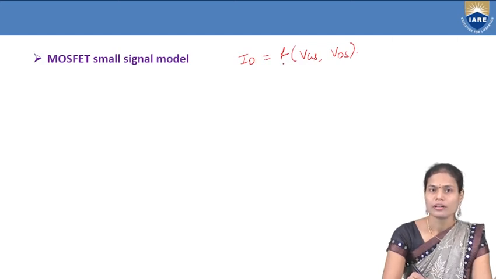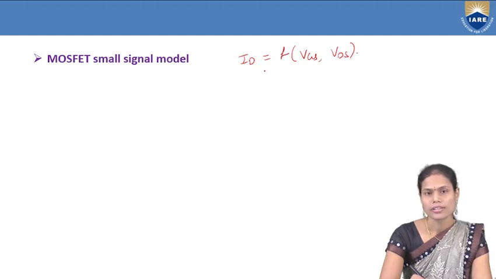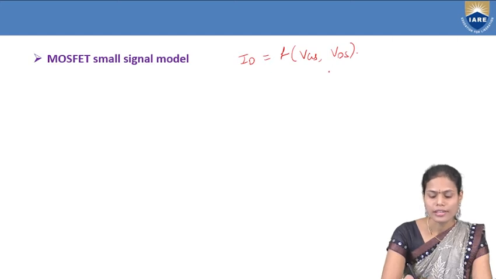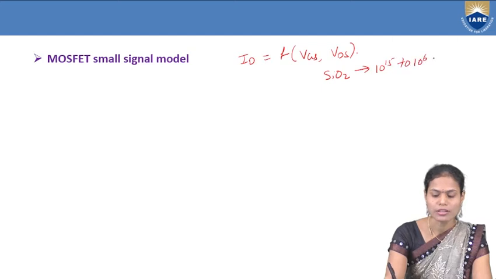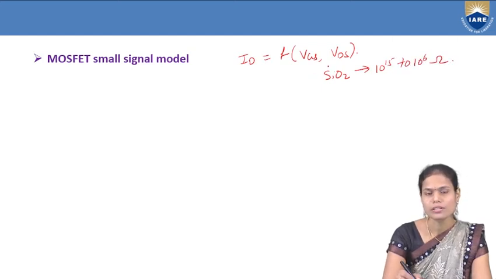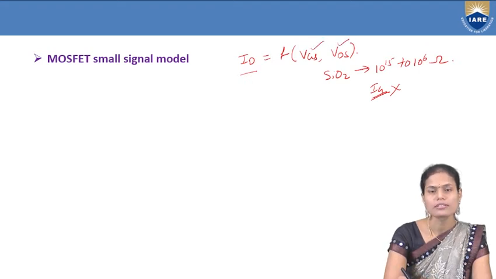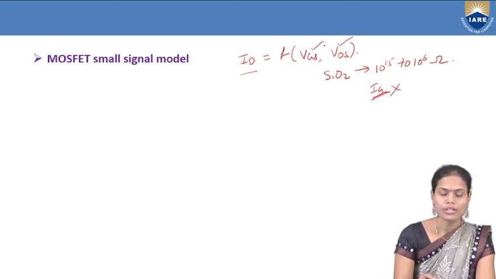And one more thing: while constructing the MOSFET, we use the silicon dioxide layer for the oxidation. This silicon dioxide layer offers some 10 power 15 to 10 power 16 ohms of resistance. Because of this much resistance across the gate, there is no flow of current through the gate. So we are not at all considering the gate current or input current in the case of MOSFET. We just consider the output current or drain current, which is a function of VGS as well as VDS voltages.